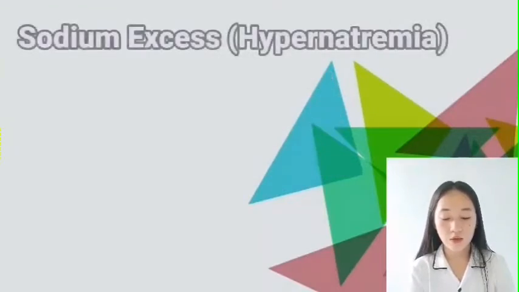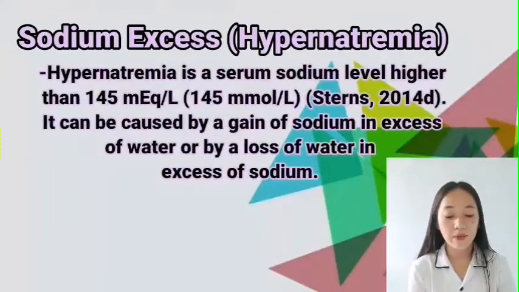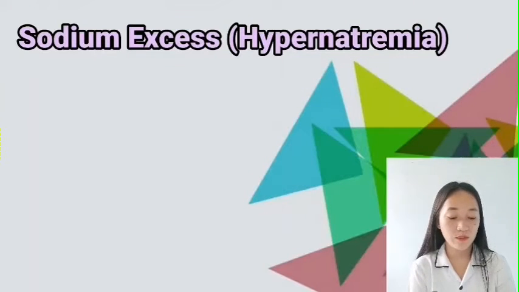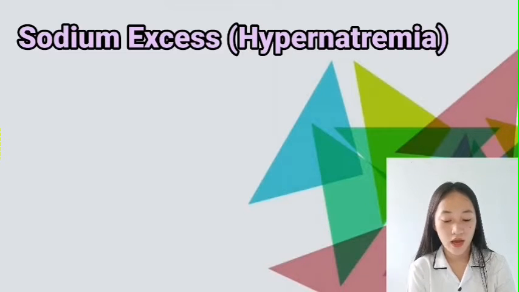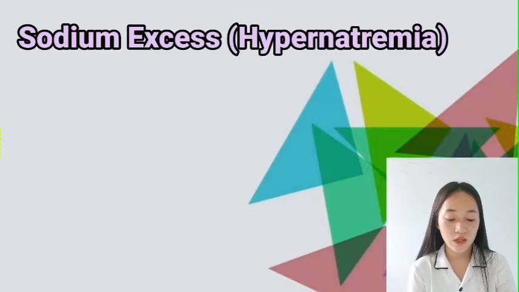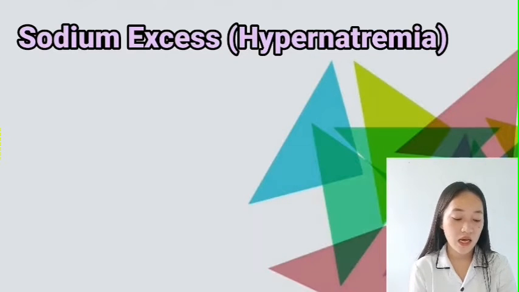The next is the sodium excess, hypernatremia. Hypernatremia is a serum sodium level higher than 145 mEq/L. It can be caused by a gain of sodium in excess of water or by a loss of water in excess of sodium. In hypernatremia, the level of sodium in the blood is too high. Hypernatremia involves dehydration, which can have many causes, including not drinking enough fluids, diarrhea, kidney dysfunction, and diuretics.